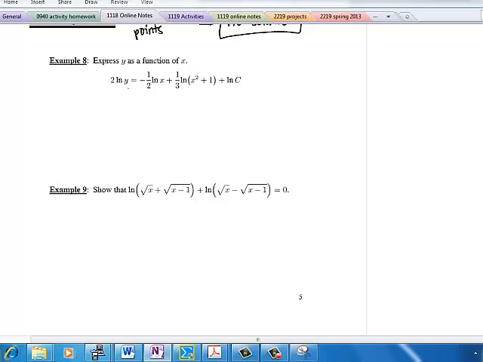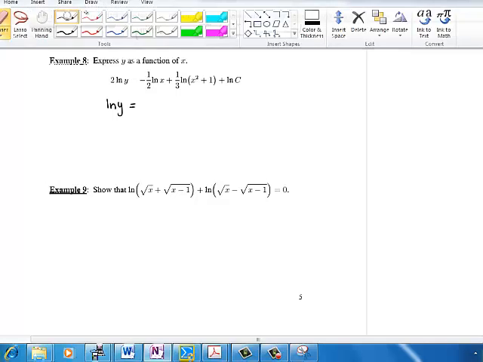So let's do this. First let's move this 2. So we've got natural log of y squared. Maybe we're not even going to want to move that 2. Let's hold off on that one. Let's leave that as just 2 times the natural log of y.